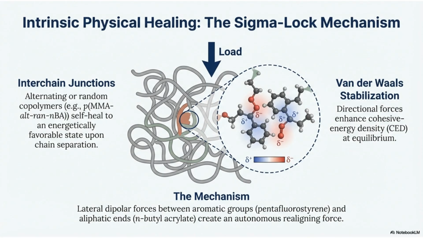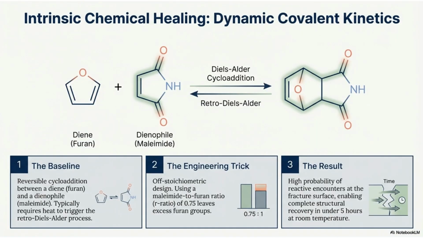Intrinsic systems take an embedded agent-free approach. Healing relies on 5 steps: surface rearrangement, surface approach, wetting, diffusion, and randomization, leading to complete interchain integration and material recovery. Intrinsic physical healing uses the sigma lock mechanism.